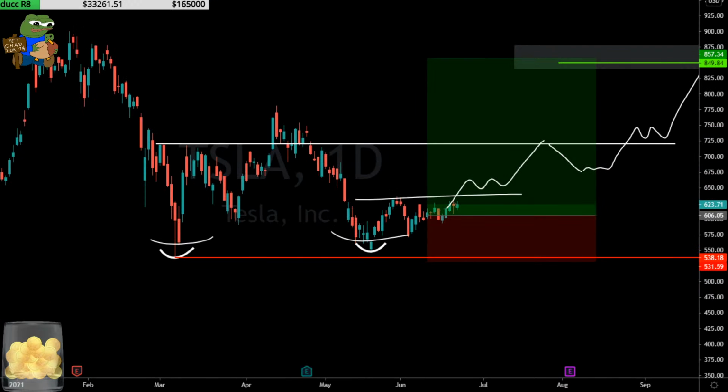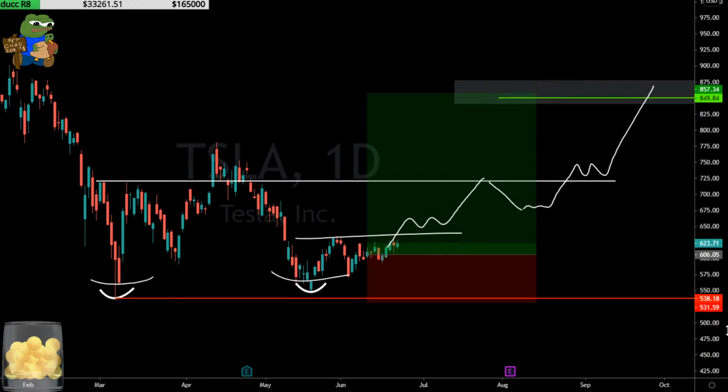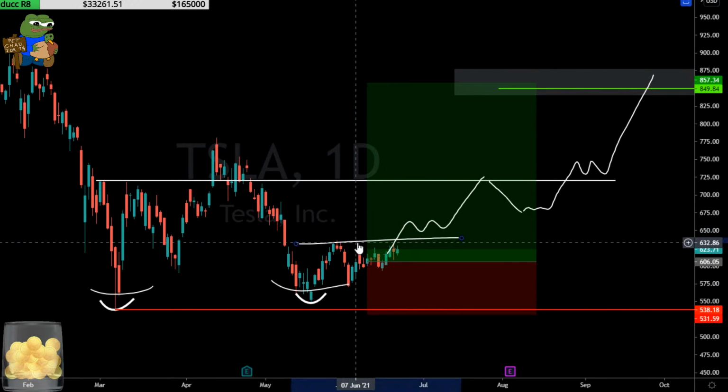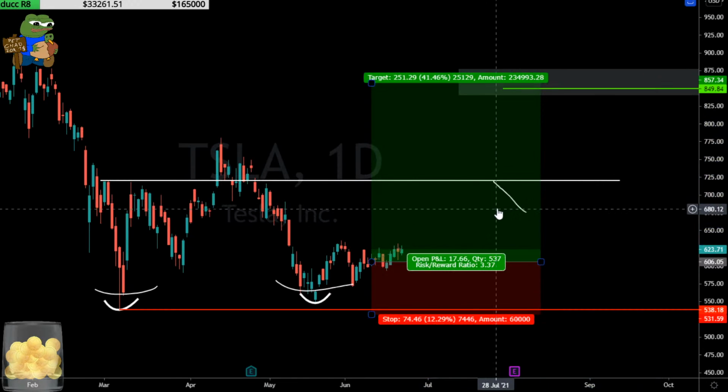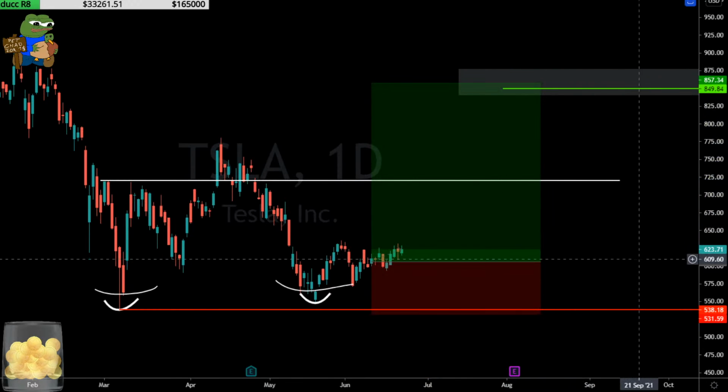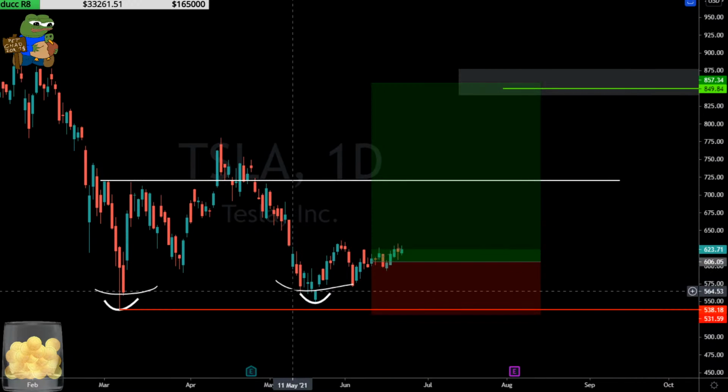Moving along to Tesla. Tesla. I don't know. Musk puts a Z in it. Tesla. It's like a super autistic way of saying Tesla.